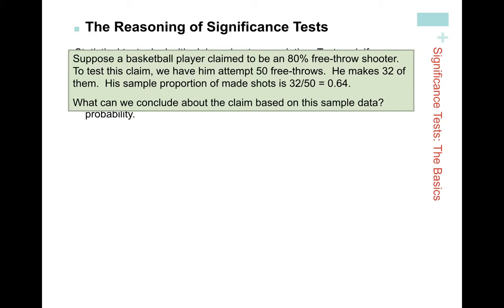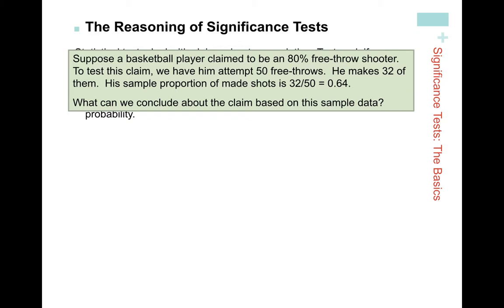Well, that's a problem because he claims that he's an 80% free throw shooter. So we would expect that if you're an 80% free throw shooter, you'd probably make like 40 out of 50, right? So what is 32 out of 50? Well, that's a p hat of 0.64. Well, is it possible that if this guy really is an 80% free throw shooter, he could shoot 64%? Sure, of course it is. It's possible. But the question is, how likely is it?